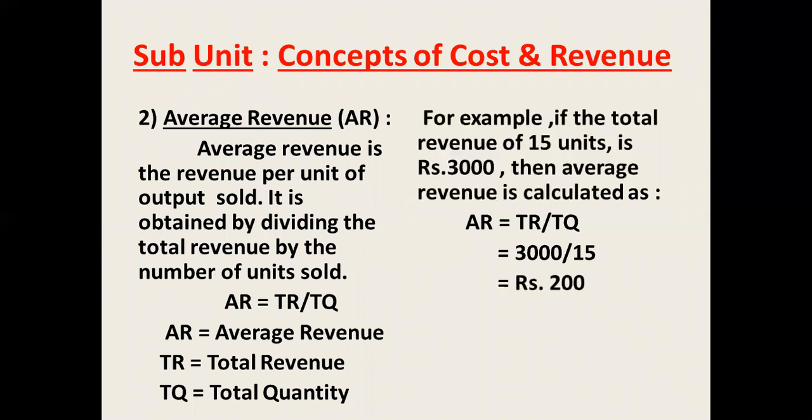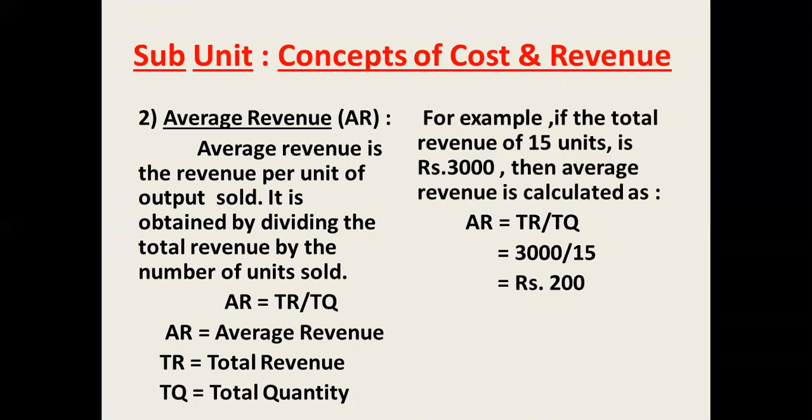See now, the formula is AR is equal to TR upon TQ. So the AR means what? It's the average revenue. TR means total revenue, and TQ means total quantity. They have used just the initial letters of those words. For example, if the total revenue of 15 units is 3000 rupees, then average revenue is calculated as AR is equal to TR upon TQ.